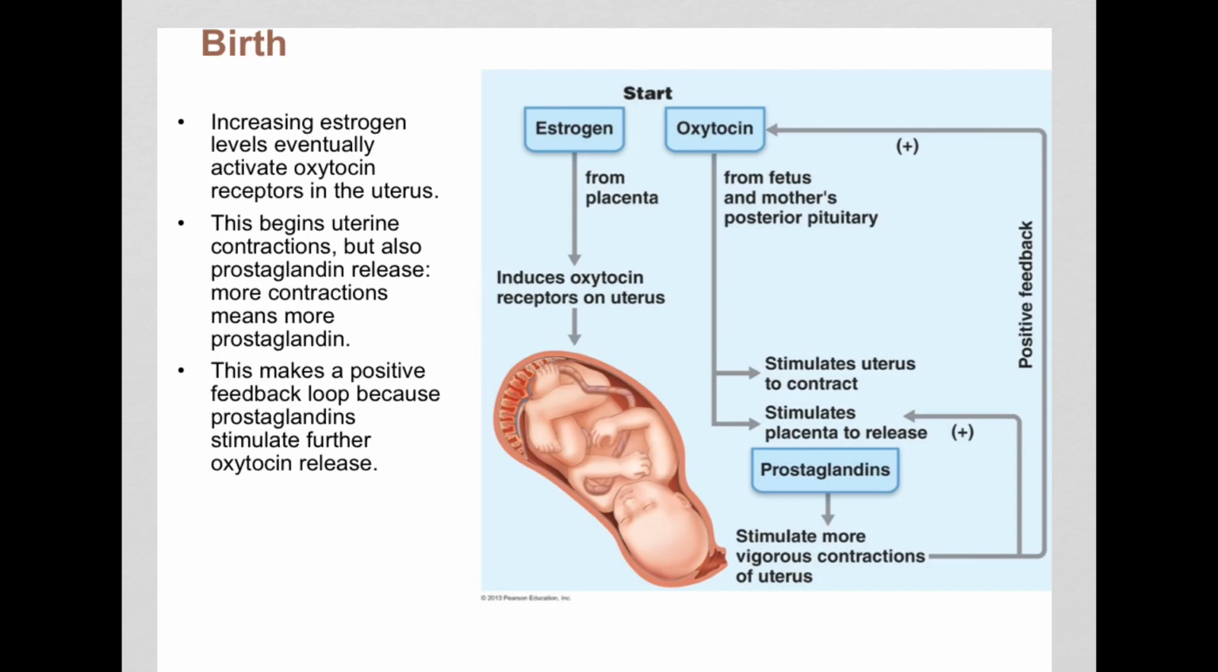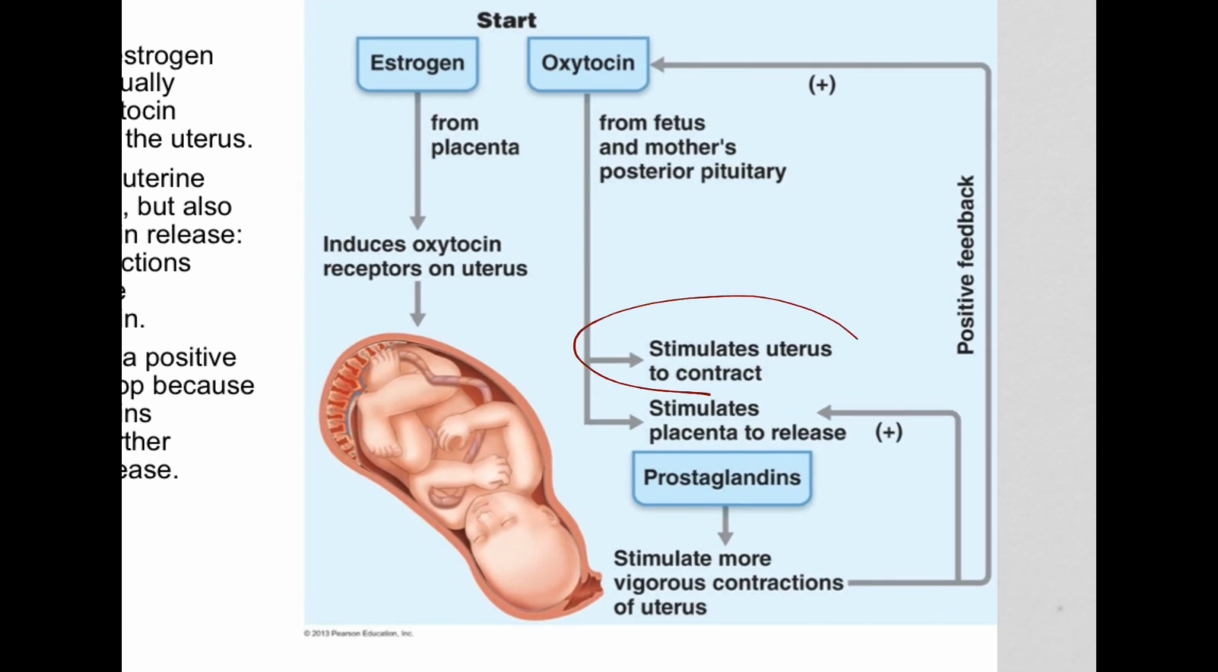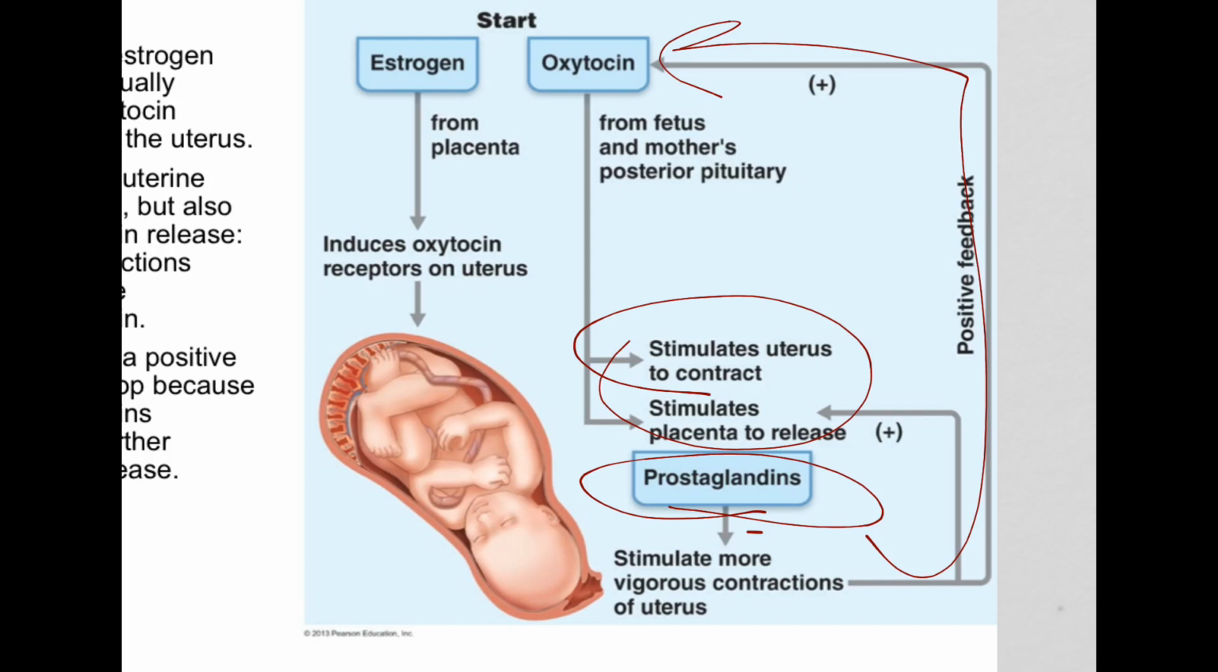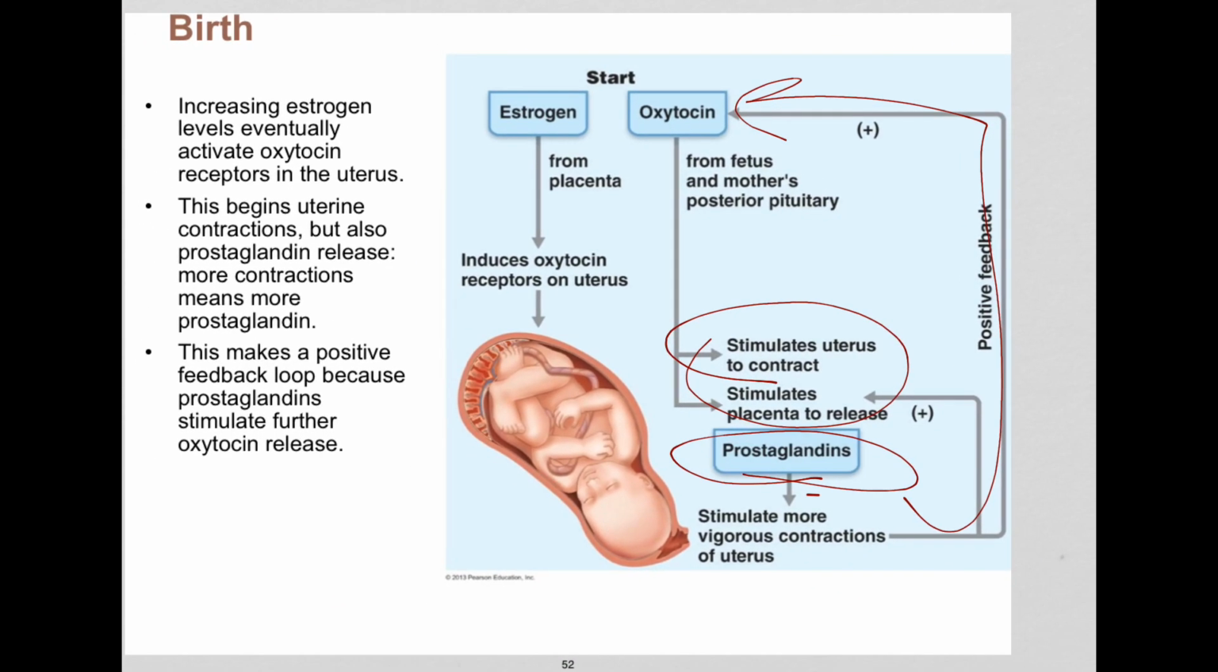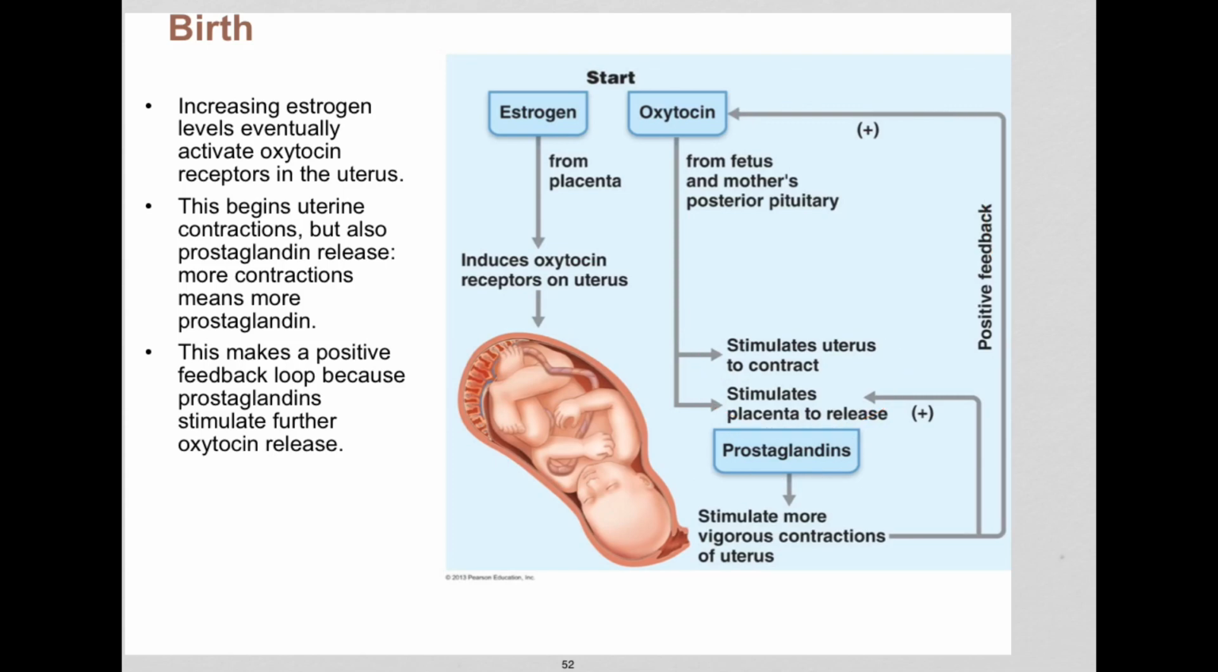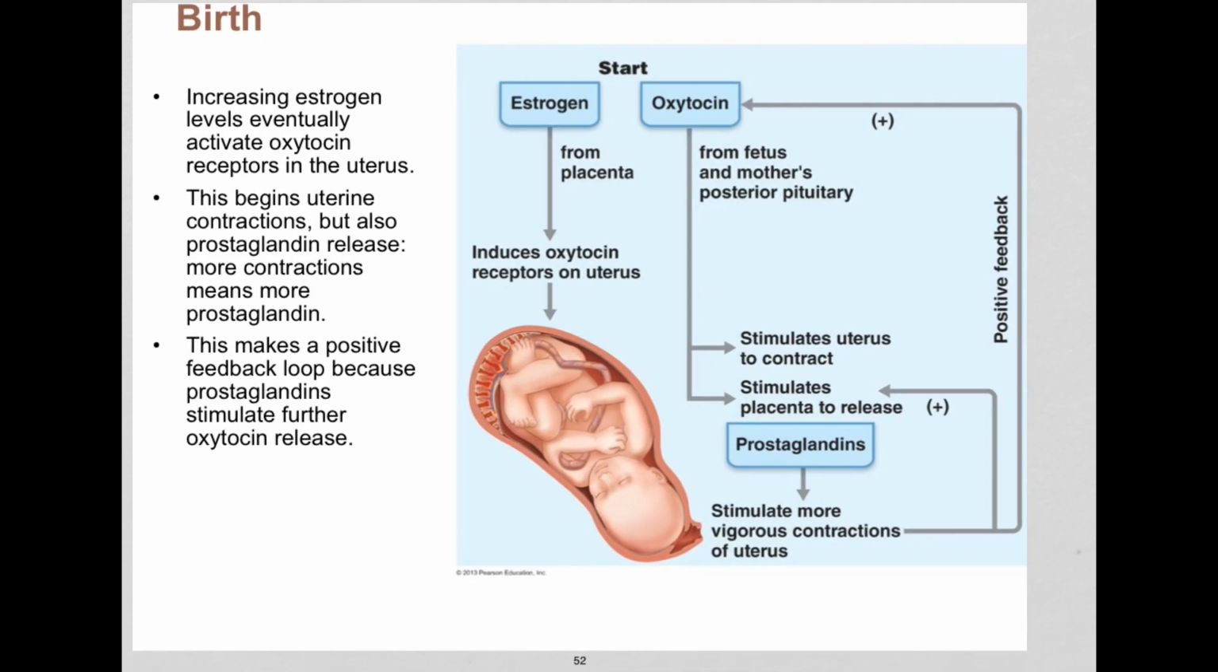And it's positive in that oxytocin stimulates two things: contraction and the release of another set of hormones called prostaglandins. Prostaglandins stimulate even more contractions, but they also stimulate more oxytocin. Right? So everything in this loop is positive. There's no negative to break the cycle. And so more oxytocin, more contractions, more prostaglandins, more oxytocin, more contractions. It just keeps running around in a circle until contractions get intense enough and spaced close enough together that you can get the baby out.